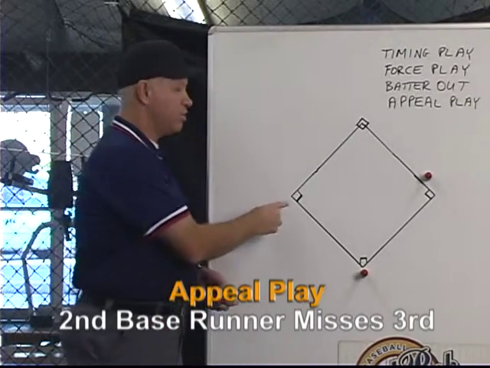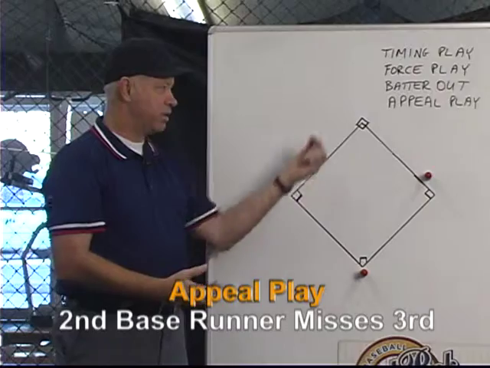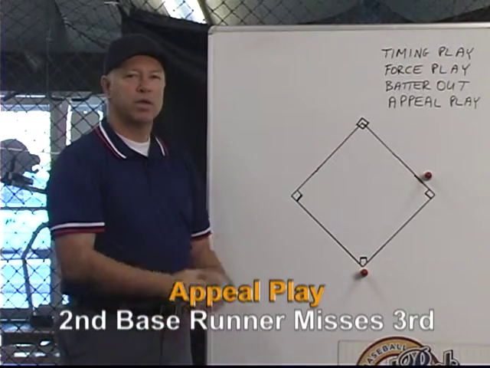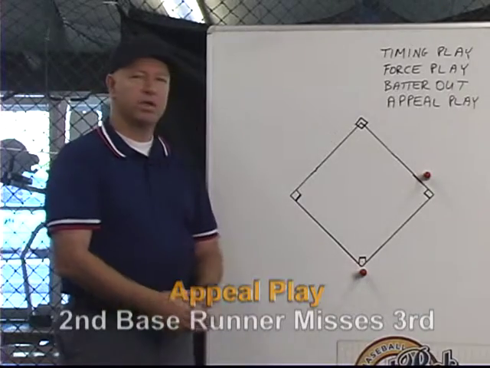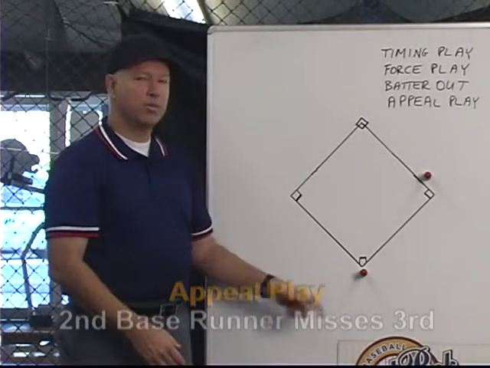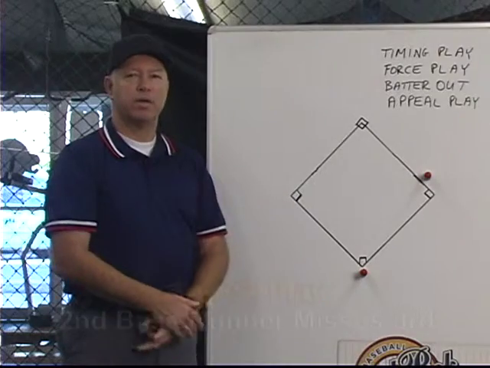Well, the appeal was made as a timing play because he was not forced to that base. So at the time of the out, the appeal, one run had already scored. So you would score the runner from third, but not the other runner, and the inning would end.